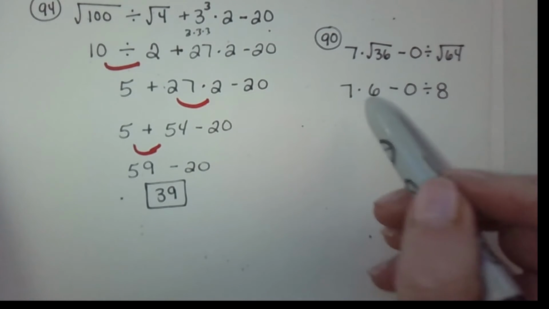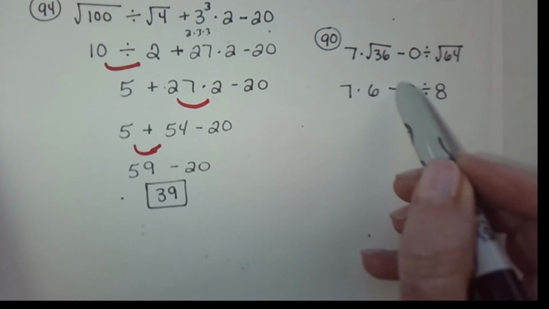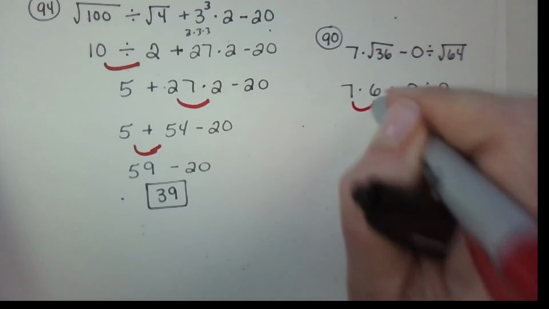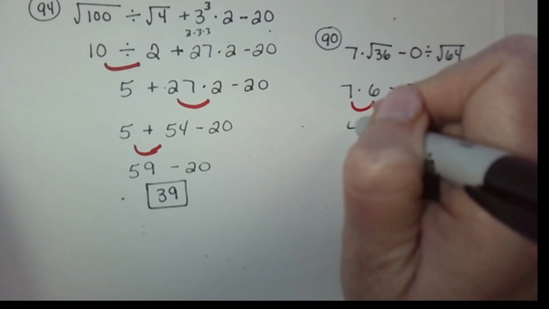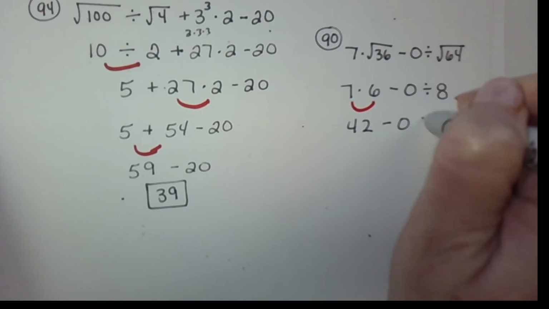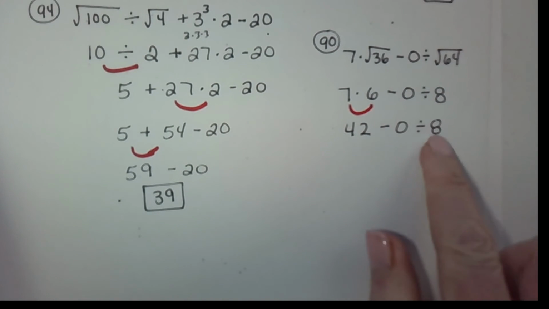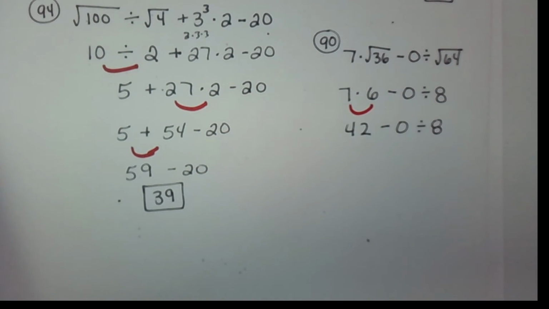Now you can see that we have multiplication, subtraction, and division. So left to right. Okay, 7 times 6 is 42. Minus 0 divided by 8. Subtraction or division? Got to go with division.